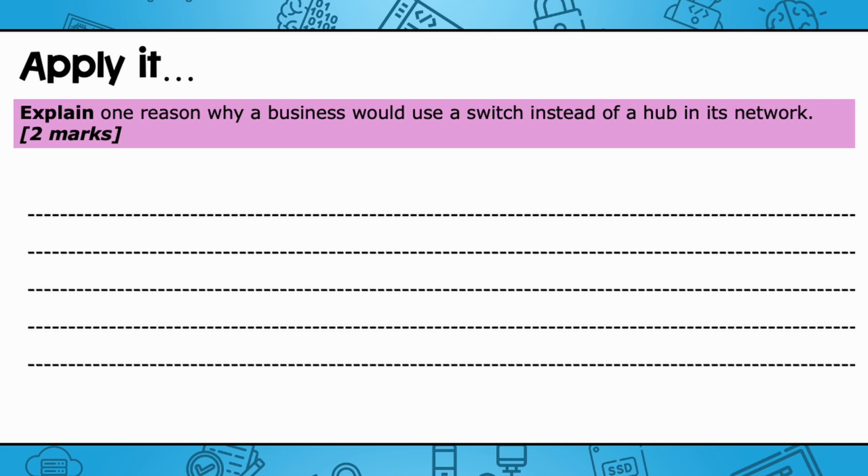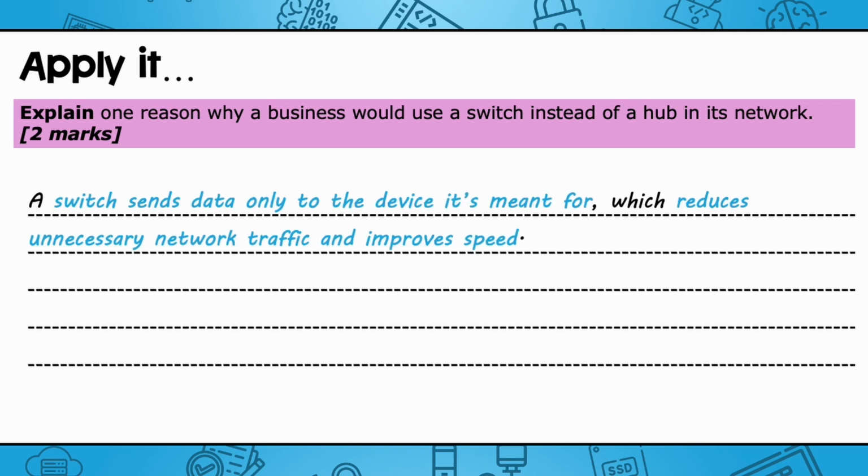So explain one reason why your business would use a switch instead of a hub in a network. Thinking all the way back to the first two pieces of hardware, we talked about a hub, and then we talked about the more intelligent version, which is a switch. So if we have a look at an answer for this one for 2 marks, we need to understand that a switch is more intelligent than a hub and will only broadcast to the device that needs that data.